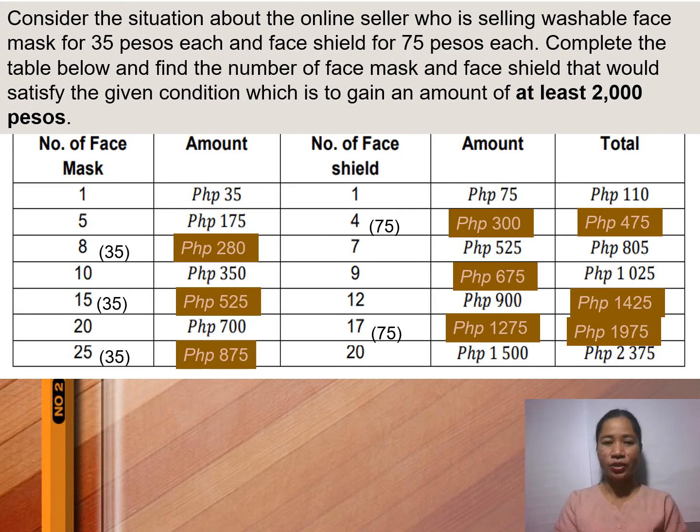2,375. So what is the number of face masks and the number of face shields that satisfy the given condition? We have 25 face masks and 20 face shields, which give the total of 2,375. So 2,375 satisfies the given condition.